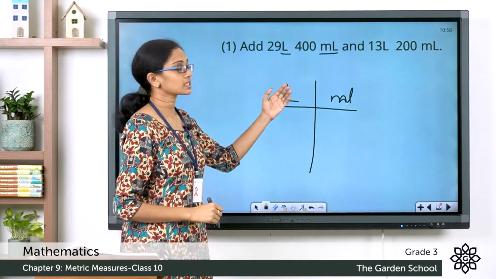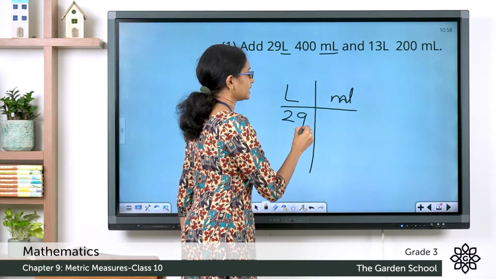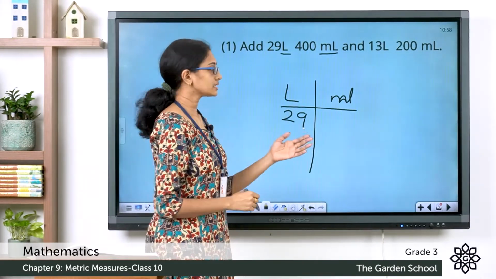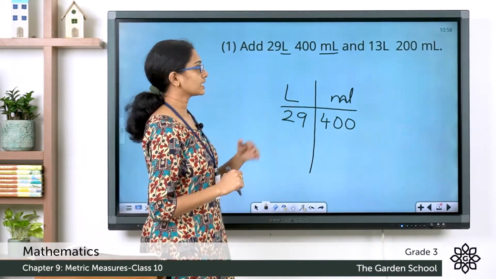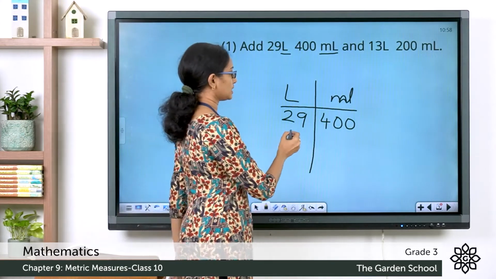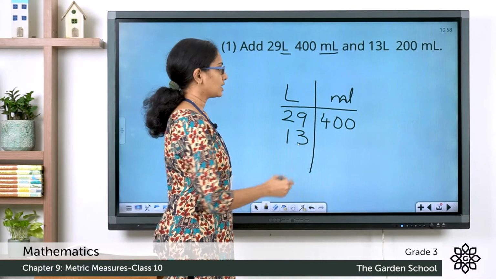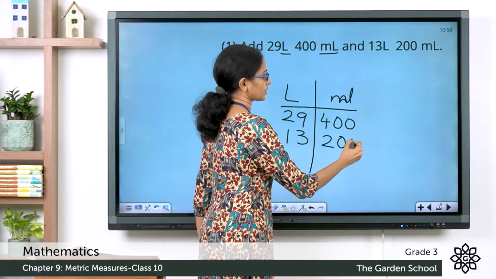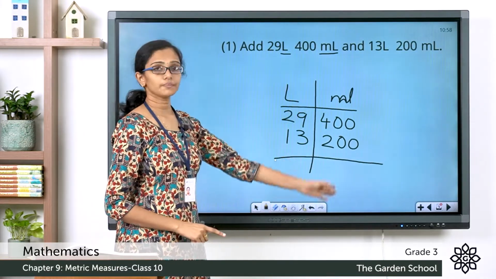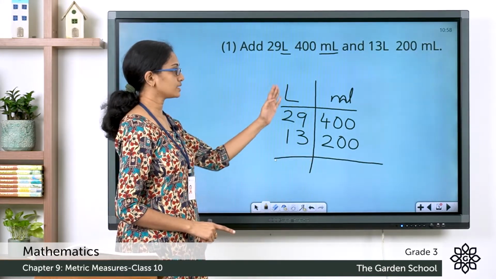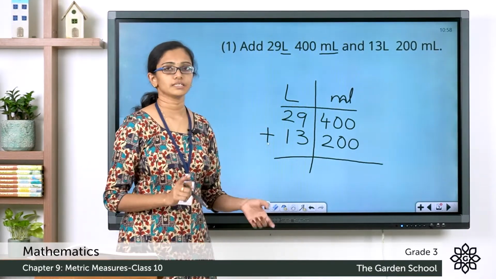Now the given measurements. 29 goes in the liter column. Why? Because it's 29 liters. Then 400 milliliters, that 400 goes in the milliliter column. Then we have 13 liters, that 13 goes in the liter column. And then we have 200 milliliters, and that 200 will go in the milliliter column. So right now we have written the given measurements in proper columns of units. Which are the units here? Liter and milliliter. And the next step is to add these columns separately.